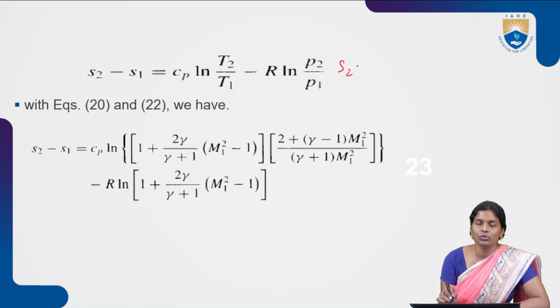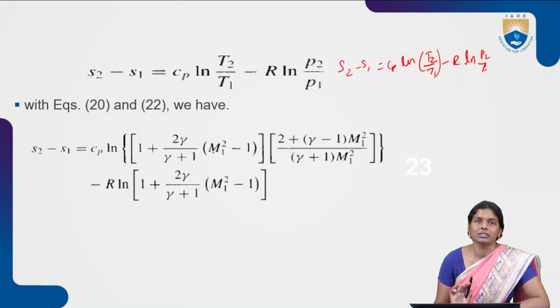We have the relation S2 minus S1 equal to Cp into ln of T2 by T1 minus R into ln of P2 by P1. Now we have the T2 by T1 and P2 by P1 values, so we substitute those expressions into this one. We have seen that T2 by T1 is nothing but H2 by H1, that is, P2 by P1 into rho 1 by rho 2. So that is what we are going to substitute. This is the expression for that.